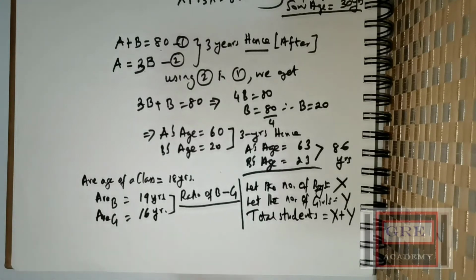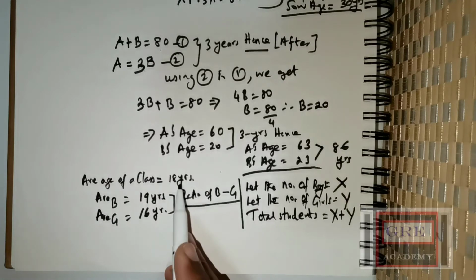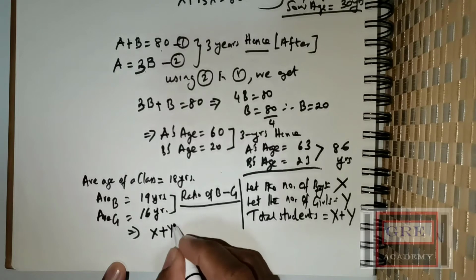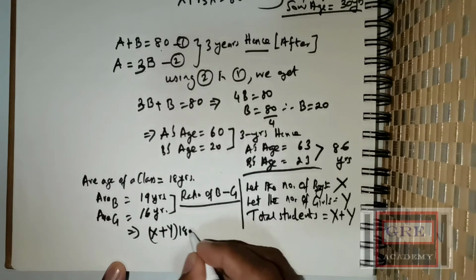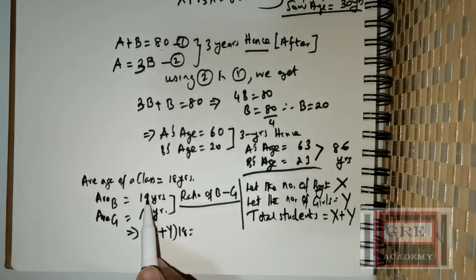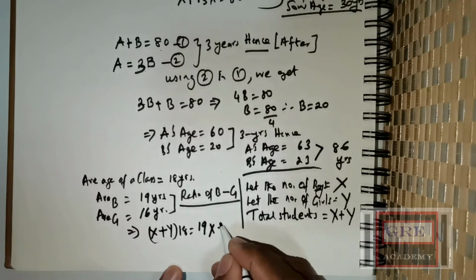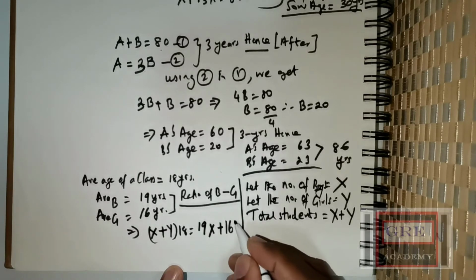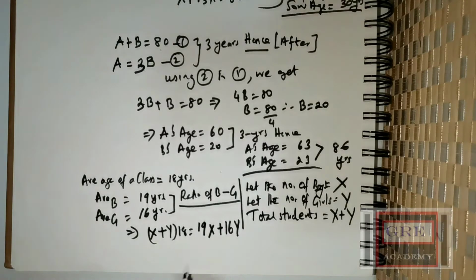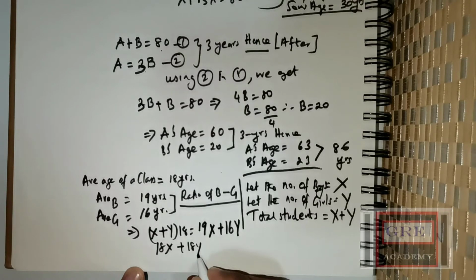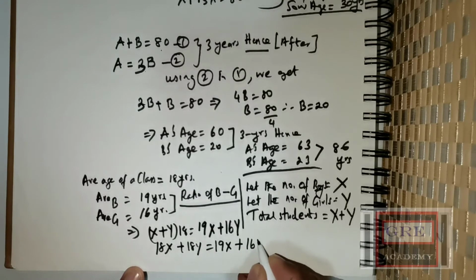Now what is given? We are given that the average age is 18 years. So that would mean (X + Y) is equal to 18. And we have given the average age of boys is 19. So that's going to be 19 times X + average age of girls is 16, 16 times Y. So we have to simplify this. So this would give us 18 times X + 18 times Y is equal to 19 times X + 16 times Y.